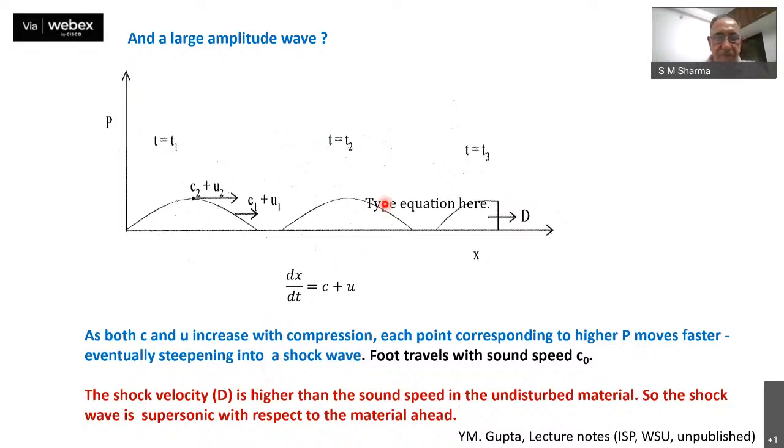And also the speed of this, as mentioned, is a sum of the sound speed at that particular amplitude and the particle velocity. So the shock wave velocity is higher than the sound speed in the undisturbed material. So one defines the shock as a wave which is supersonic with respect to the material ahead. That's an operational definition.